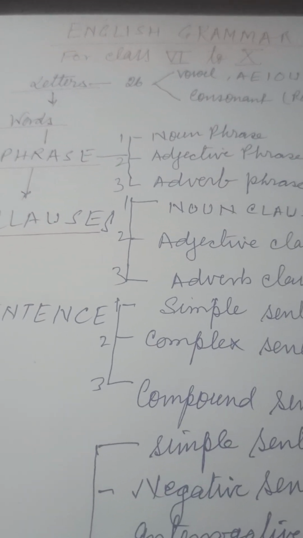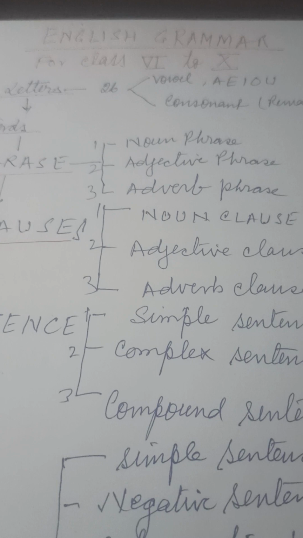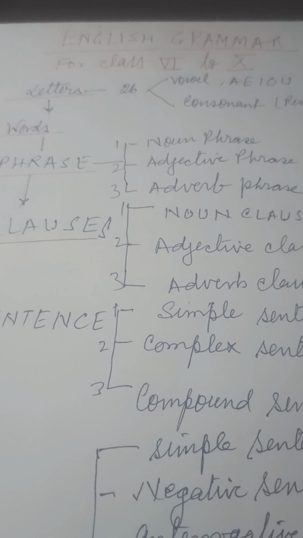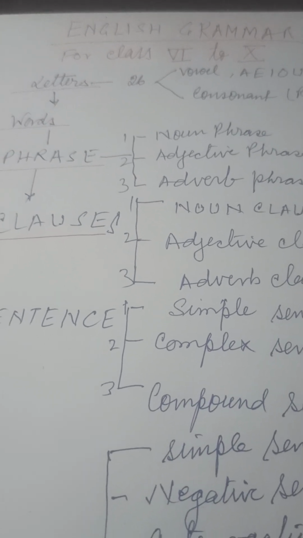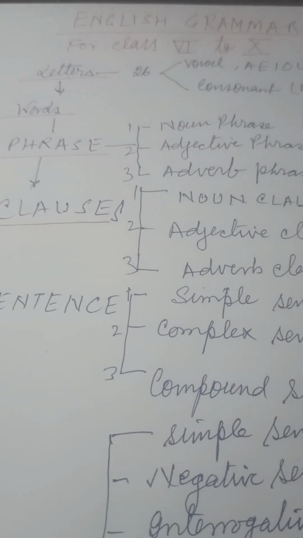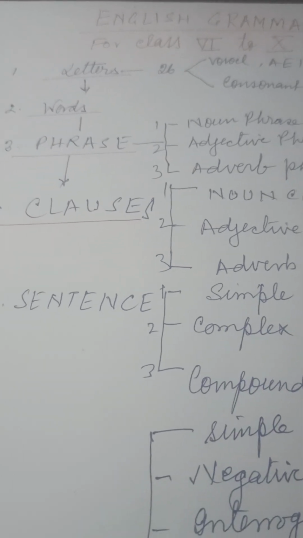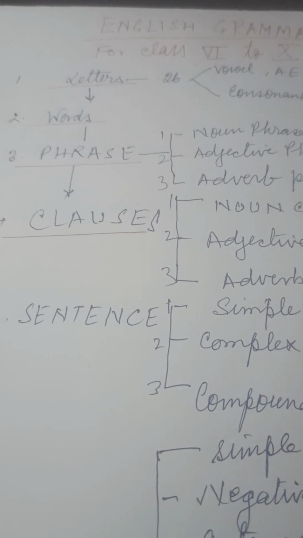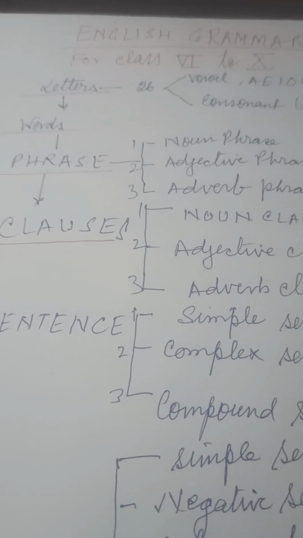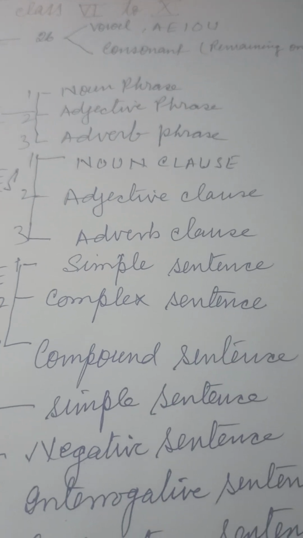So first of all, this is the roadmap for English grammar. How can we complete them one by one, and it must be learnt and fed in our mind also, that how the grammar proceeds. So it is noun phrase, adjective phrase, and adverb phrase. Next we go on to clauses. Clause is the bigger part of the sentence. So there are again the noun clause, adjective clause, and adverb clause.